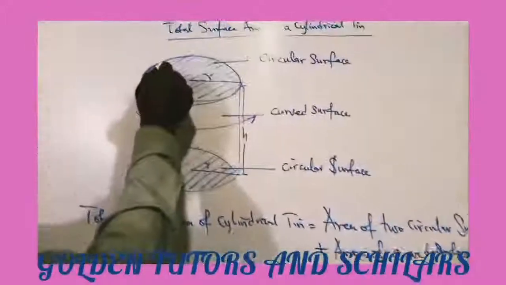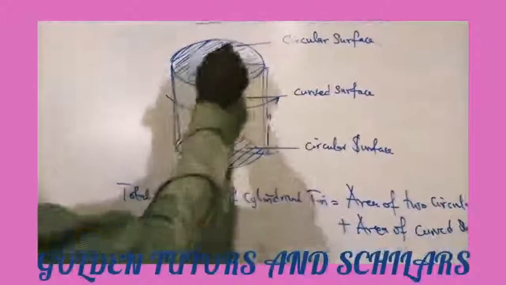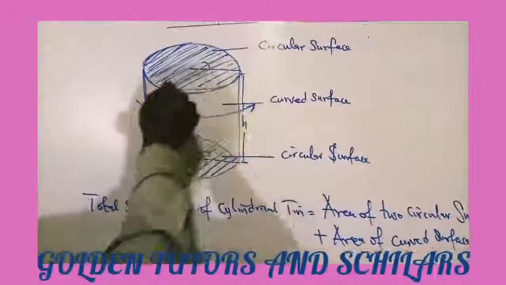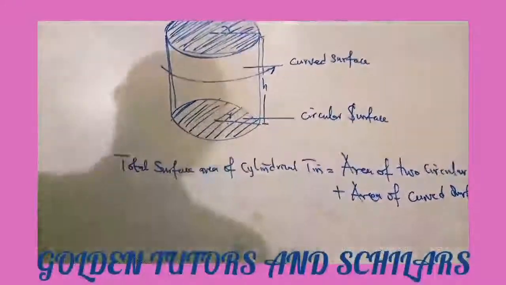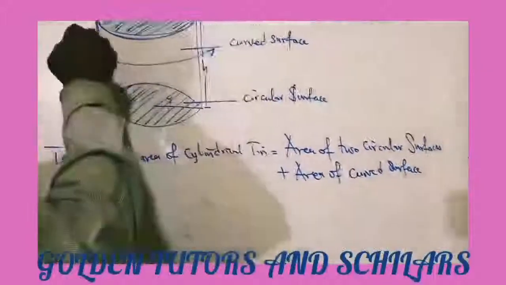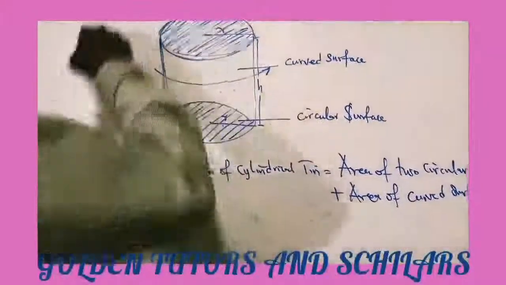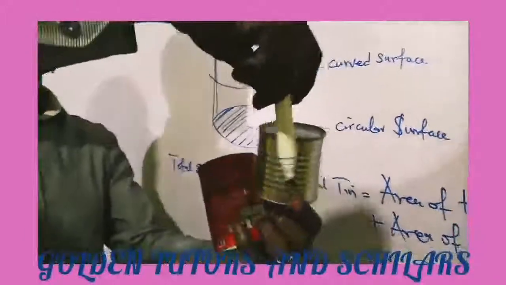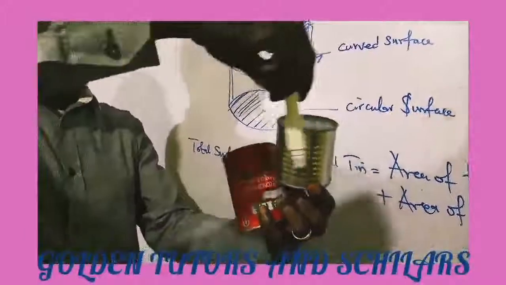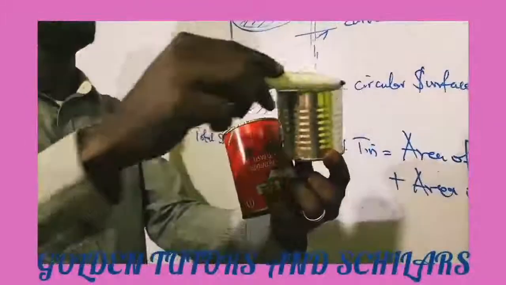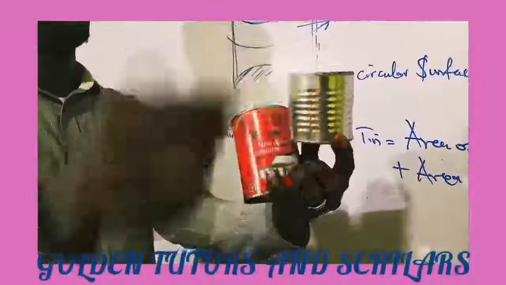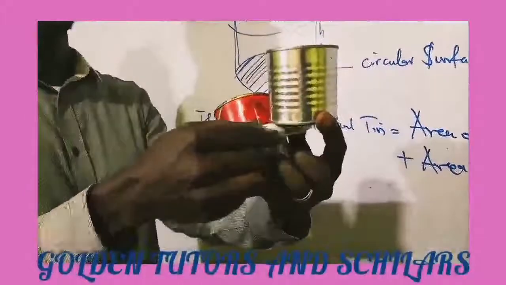Assume that this surface is closed here. We can feel the surface here. And this surface is also closed at the bottom. So we have two circular surfaces here, and we have a curved surface. You can go around this cylindrical tin, like I can go around this now. This is the curved surface here, using this as my example. This is the circular surface. At the top and at the bottom, you also have a circular surface.